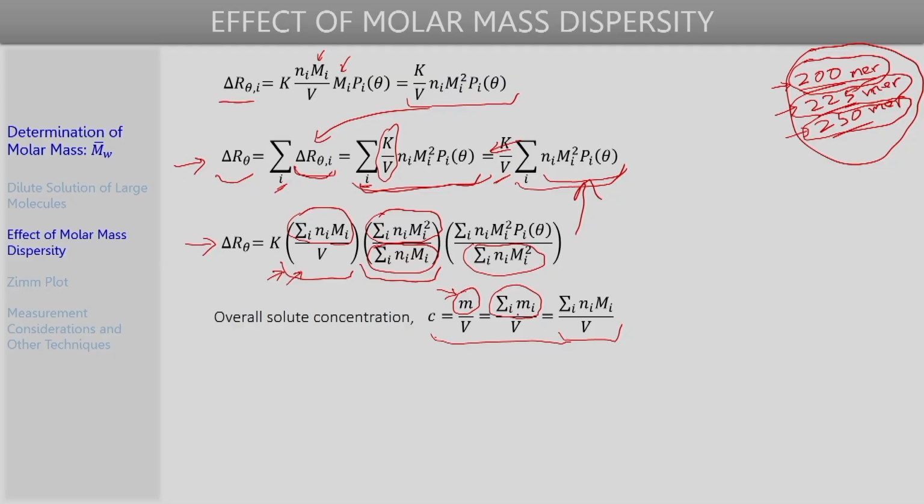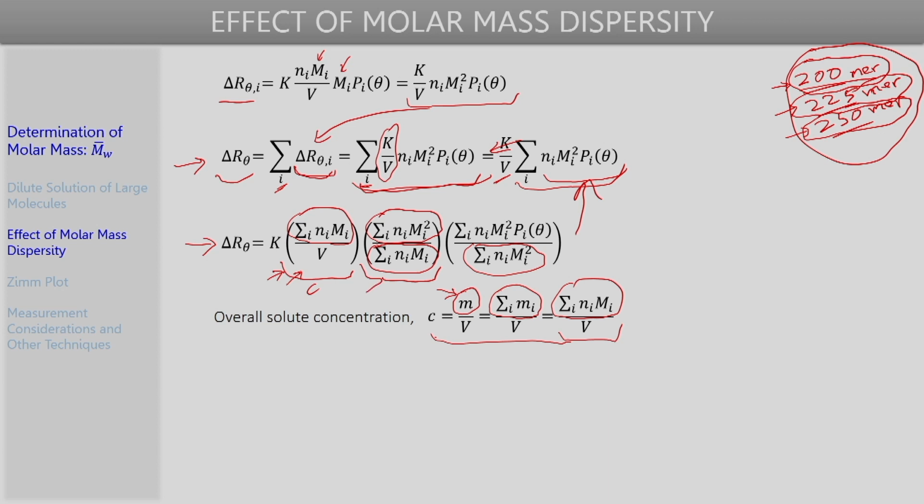And this sigma mi we can just write as sigma ni Mi, where what we are saying is that mass is equal to the number of moles times the molar mass. So, we see that this term that we have here is nothing but the overall solute concentration.